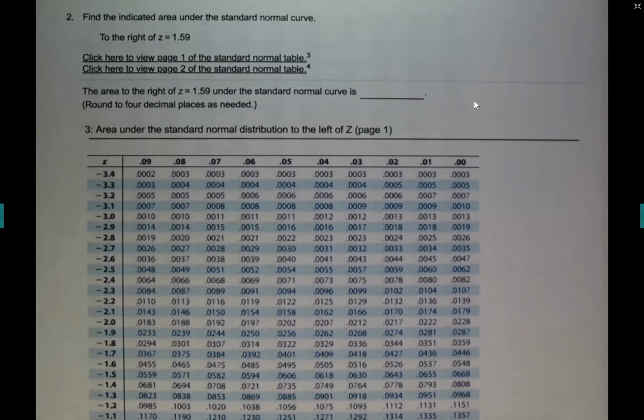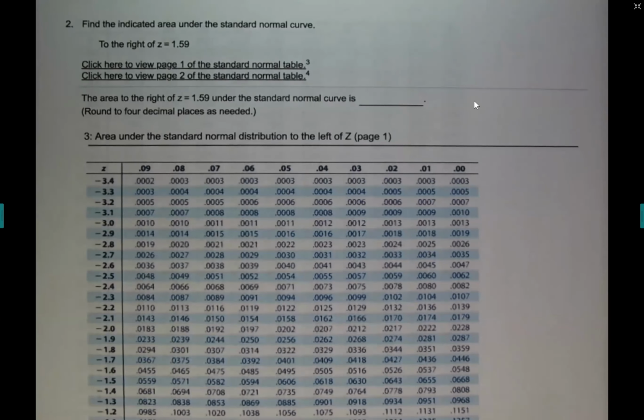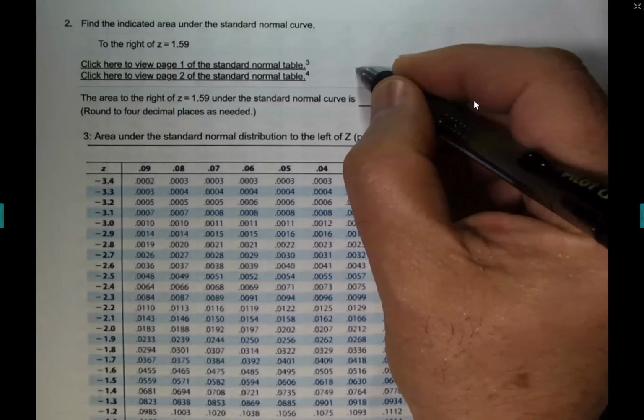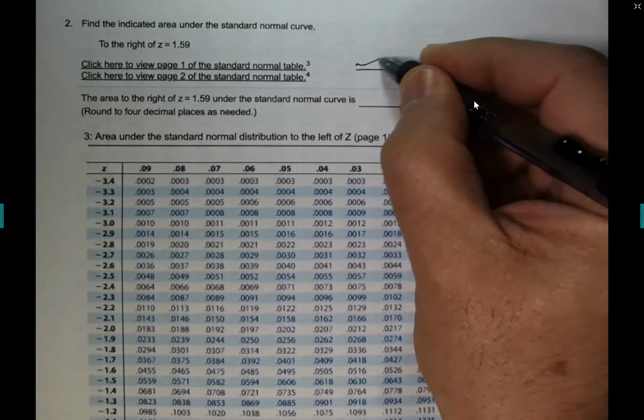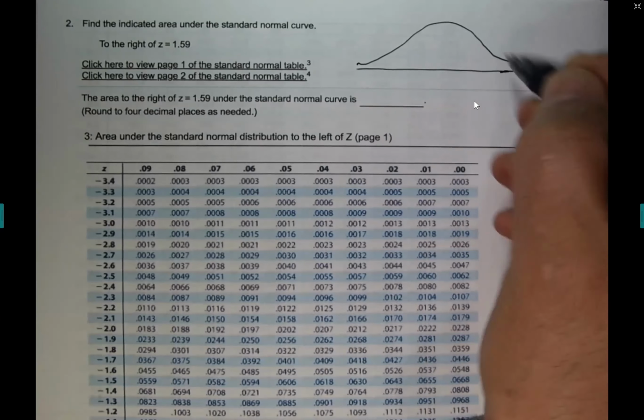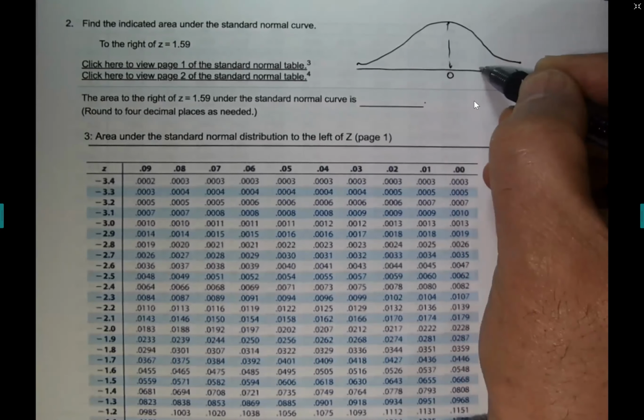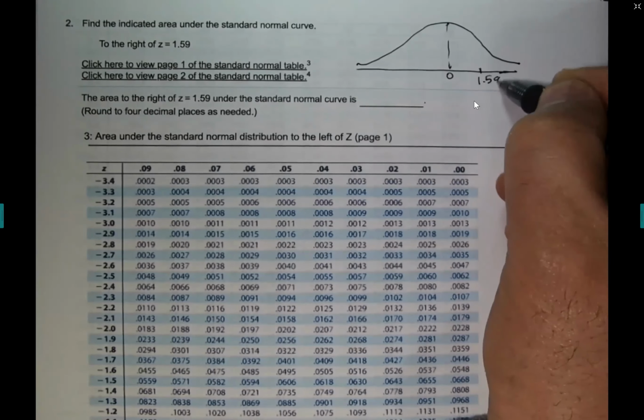Number 2, find the indicated area to the right of z equals 1.59. This is z equals 0. 1.59 will be somewhere here, and we want this area.